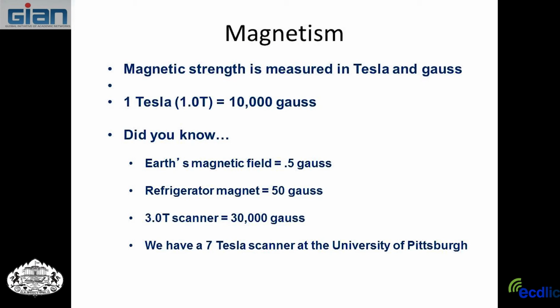At the University of Pittsburgh, we now have a machine that is 7 Tesla, so this is again 70,000 Gauss, and it's quite a big field strength. We have to have special considerations when you put somebody in a field like this, because, as I mentioned, magnetic and electrical fields travel together.